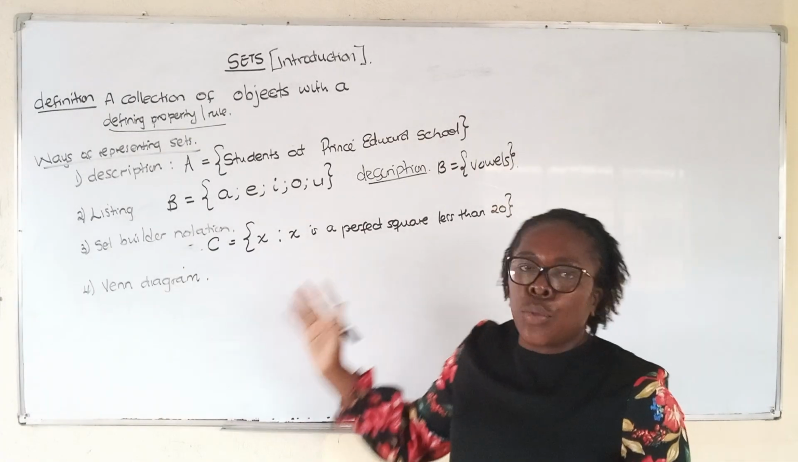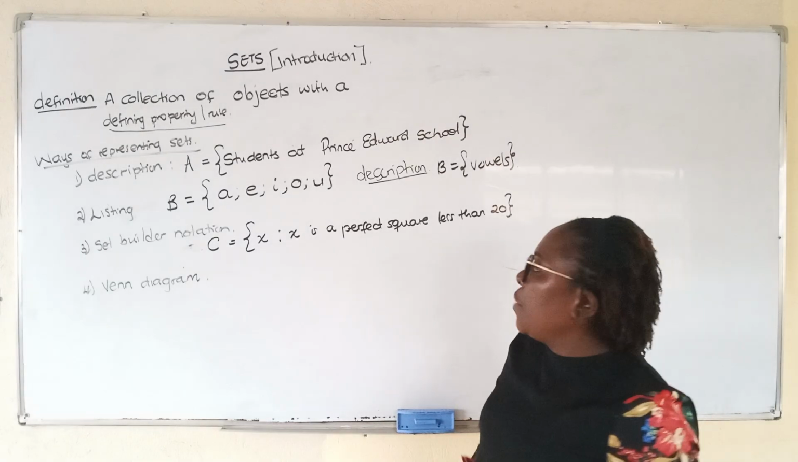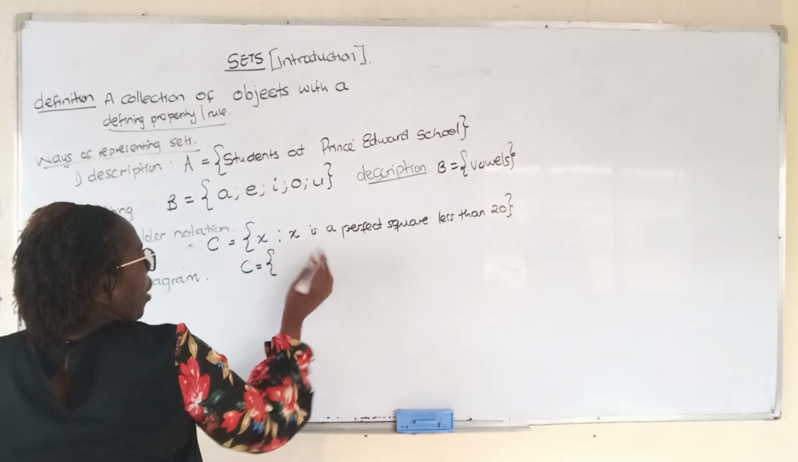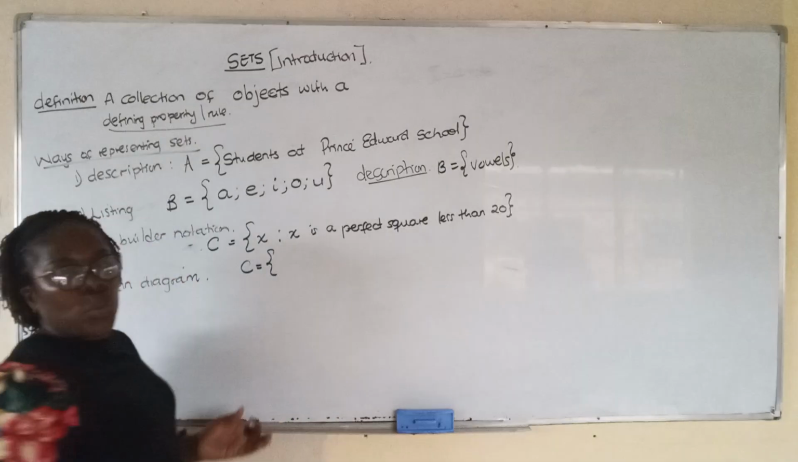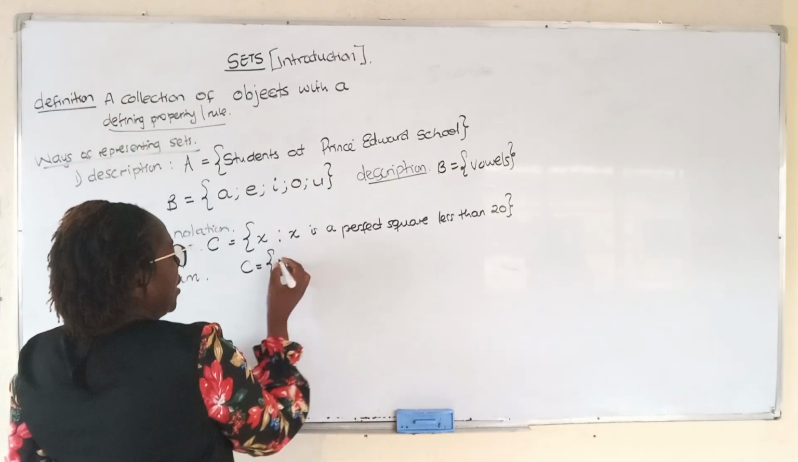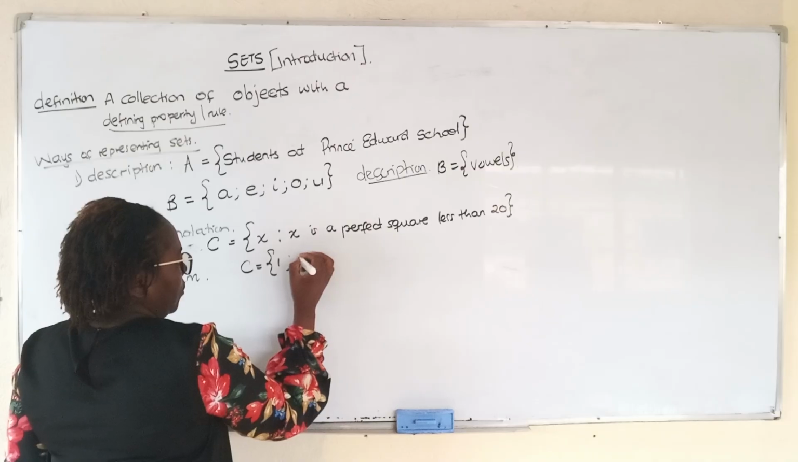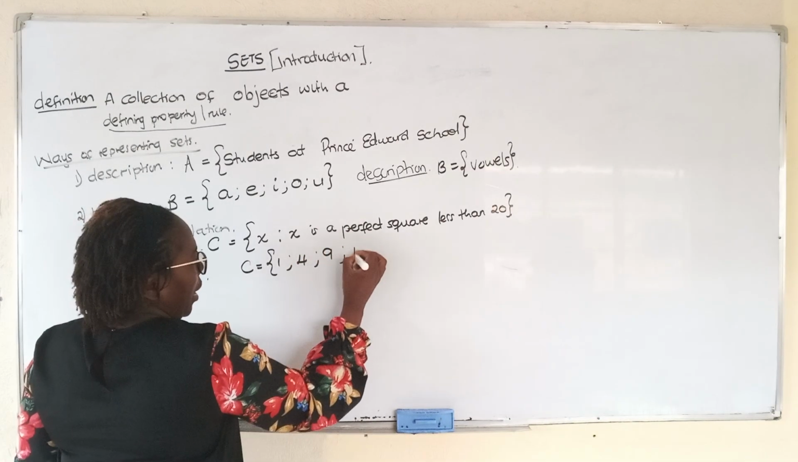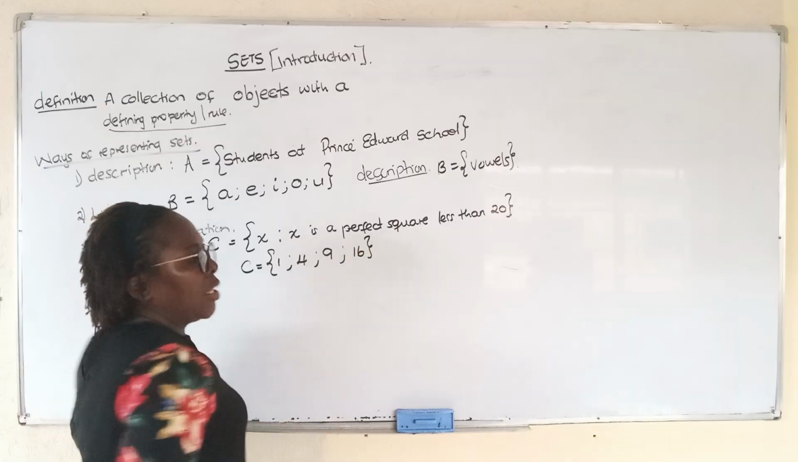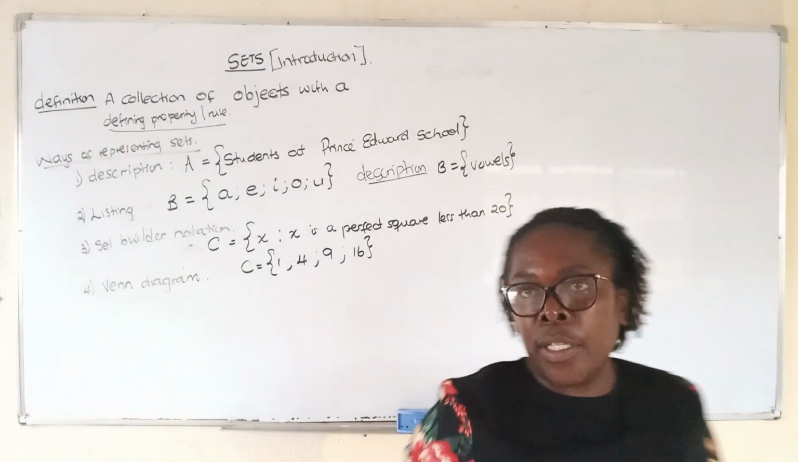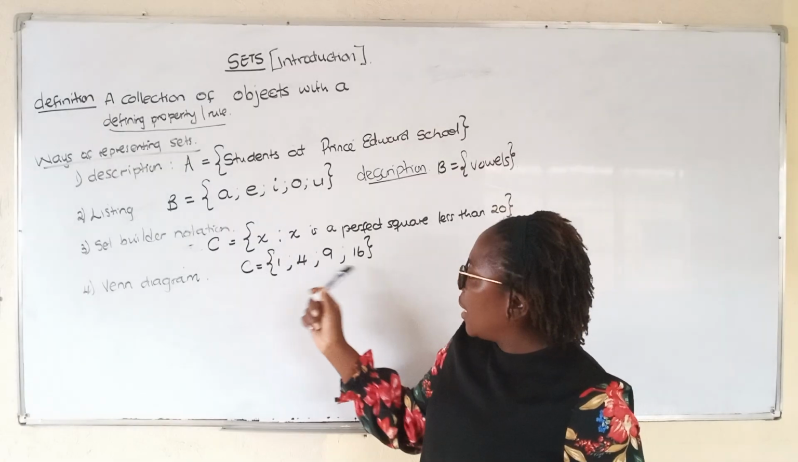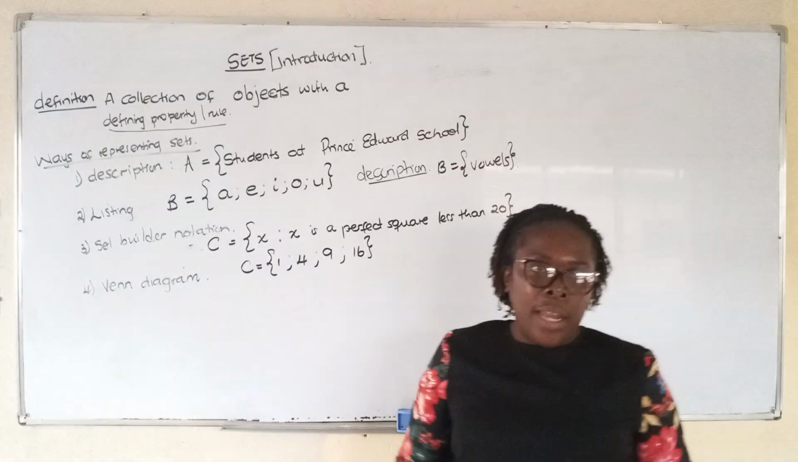Which means if you were to list the elements of C, you were simply going to list C is equal to all the numbers that are perfect squares and are less than 20. That will be 1, 4, 9, and 16. That will be the list of the elements of C. So this is the set builder notation, and this is the listing of the elements.